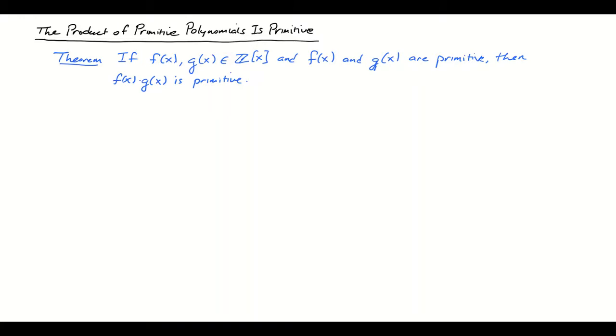In this video, we're going to prove a theorem about primitive polynomials. Recall that a polynomial in Z[x] is primitive if the GCD of all of its integer coefficients is 1. That's what it means to be primitive. This theorem says if f(x) and g(x) are both primitive, then their product, f(x) times g(x), is primitive.